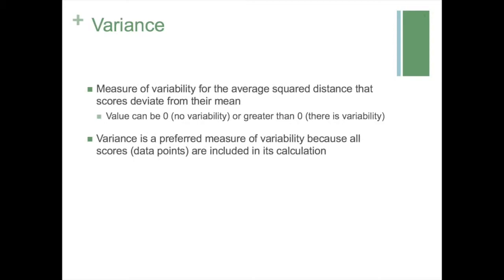Just like with a deviation, the value can be 0, but it can't be negative. It has to be 0 or greater, because once you have a difference between scores, there's some amount of variability, therefore you will have some amount of variance within that data set. So it can go from 0 to positive infinity. Variance, unlike the range, is a preferred measure of variability because all of the scores, all of those data points inside of a data set are included in its calculation, as opposed to maybe just using the maximum and minimum values to understand the spread of data.